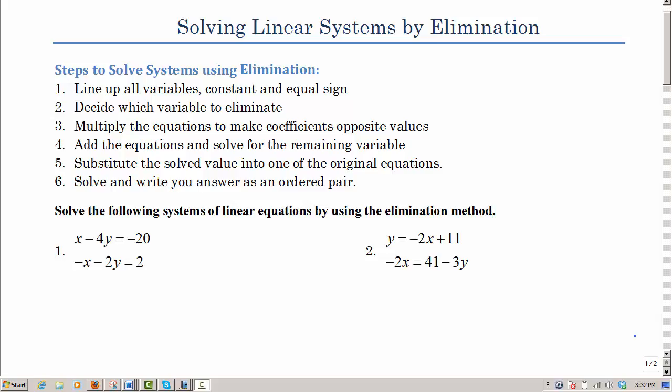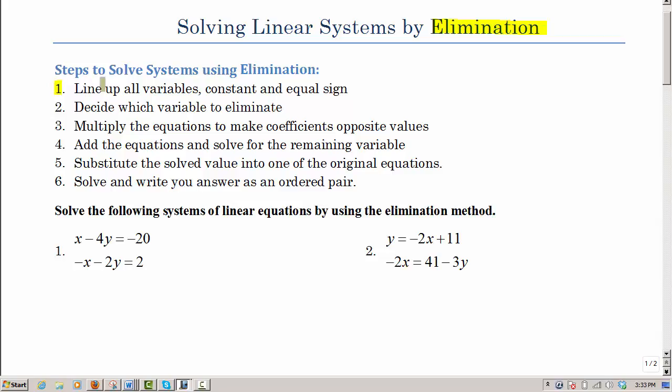In the last lesson, we learned how to solve linear systems by the substitution method. Now we're going to learn how to solve the systems by what's called the elimination method. Most students like this one the best, but we have to know all of them: how to graph, substitution, and this method.